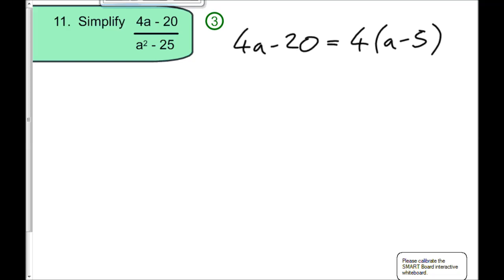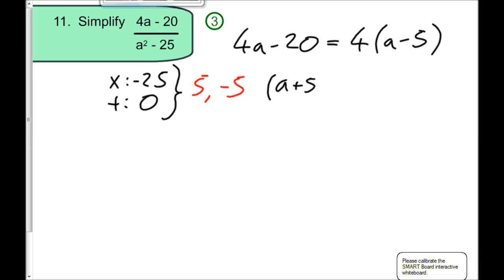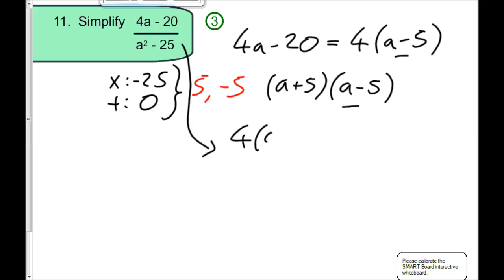The second one, now they're going to times together the two numbers to make minus 25. They're going to add together, there's no x term in there, to make 0. So again, we're going to be left with the same number, positive and negative, and that number is 5 and minus 5. So that factorized comes out to a plus 5, a minus 5. The quick visual check shows again that we've got two that are the same there, so it's a good thing that we can cancel them at the end. So the final fraction comes out as 4, a minus 5 over a plus 5, a minus 5.